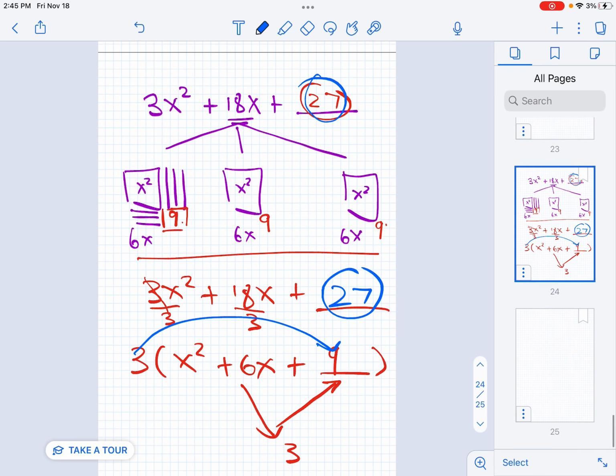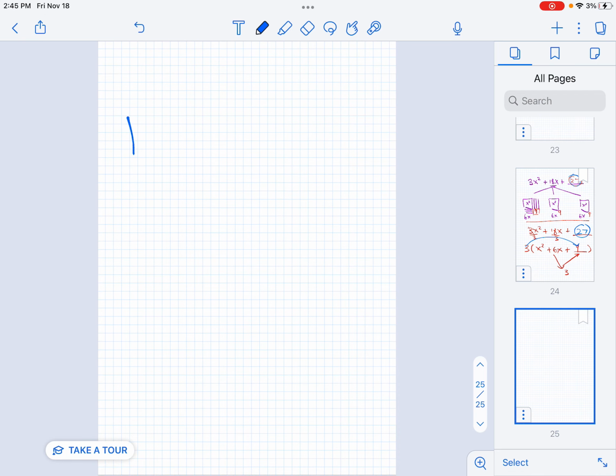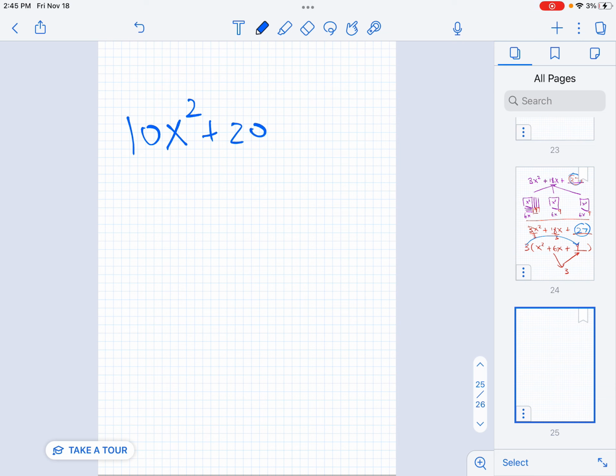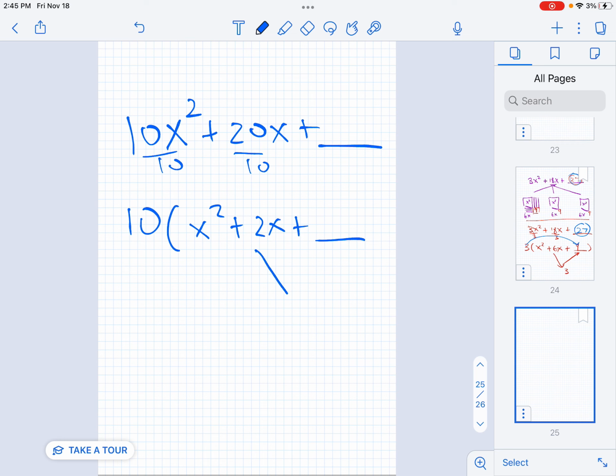So let me do another one super fast, just to show you that you can do it fast without all my talking. Factoring out 10, so divide everything by 10. I've got x squared plus 2x. Half of 2 is 1. Square it is also 1. Distribute over, and that's 10. So my answer here would be 10.